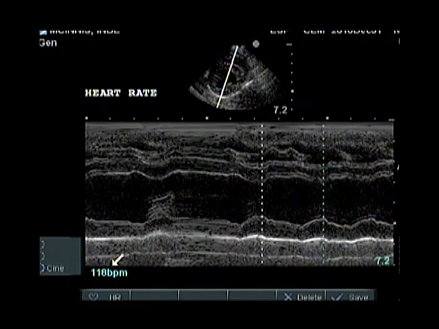In some machines, the second caliper is placed at the same point after 2 heartbeats, and the average heart rate is calculated. This calculates a more accurate heart rate in a patient with a sinus arrhythmia. You need to know how this function operates in your machine.